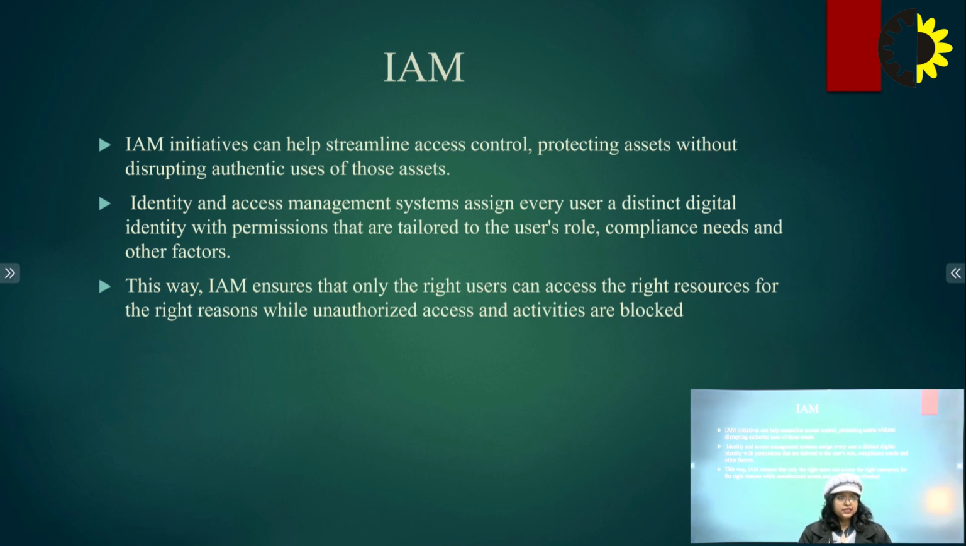IAM initiatives can help streamline access control, protecting assets without disrupting authentic uses of those assets. Identity and access management systems assign every user a distinct digital identity with permissions that are tailored to the user's role, compliance needs, and other factors. So in IAM, we provide a digital identity to every user, and based on this digital identity we assign the user's role, meaning how many resources a user can access. In this way, IAM ensures that the right users can access the right resources for the right reason, while unauthorized users cannot access the resources or are blocked.